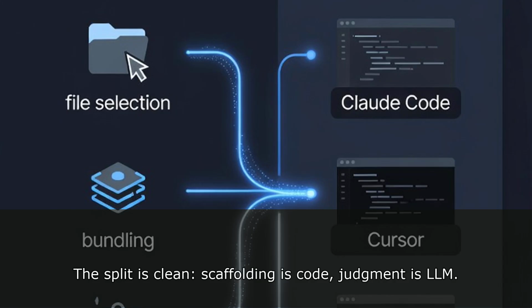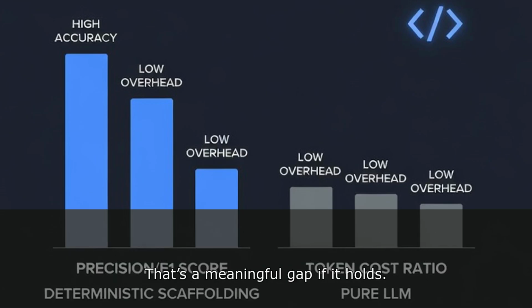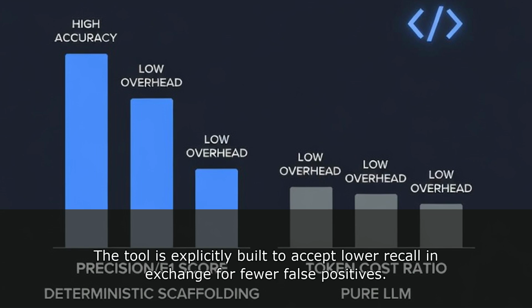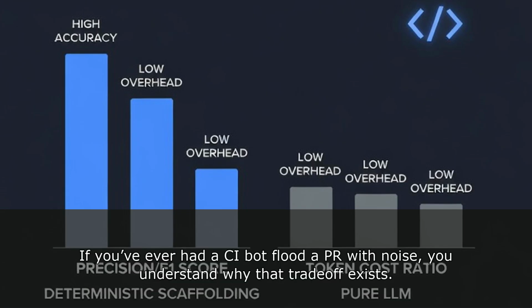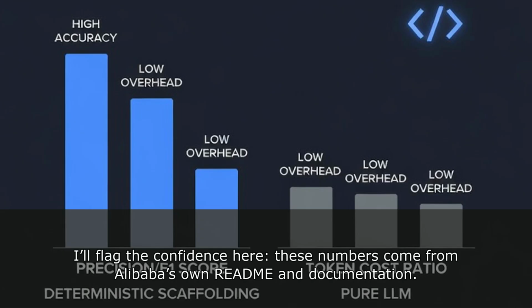The README makes a specific claim. On a benchmark of 200 real-world pull requests covering 1,705 annotated issues across 50 repositories, the hybrid approach achieves higher precision and F1 score than standalone Claude Code, while consuming roughly 1/9 the tokens. That's a meaningful gap if it holds. The precision-first design is intentional. The tool is explicitly built to accept lower recall in exchange for fewer false positives. If you've ever had a CI bot flood a PR with noise, you understand why that trade-off exists. Alert fatigue is a real cost.